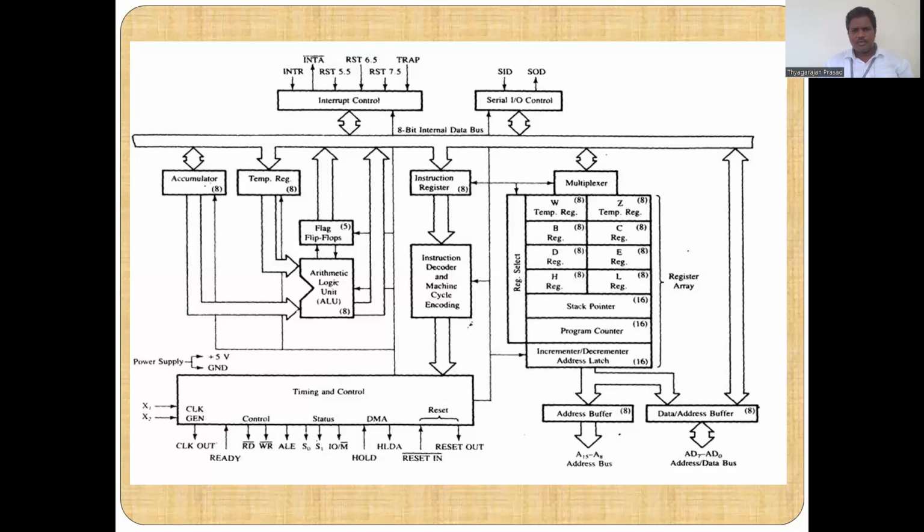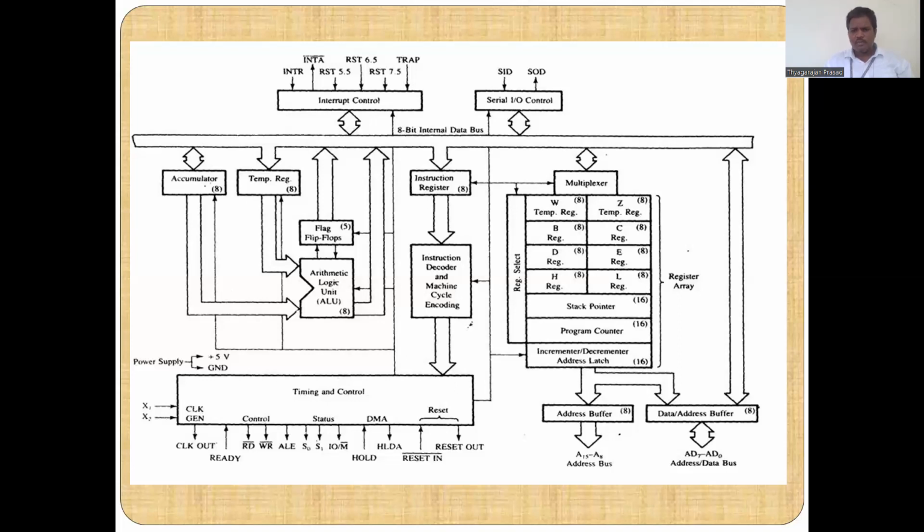Instruction register, instruction decoder, machine cycle encoding, and the multiplexer. Here we have the register array and register selection. There are 2 types of registers: general purpose registers and special purpose registers. Another block is timing and control, which has sub-blocks: clock generator, controller, status, data memory, direct memory access, and reset.